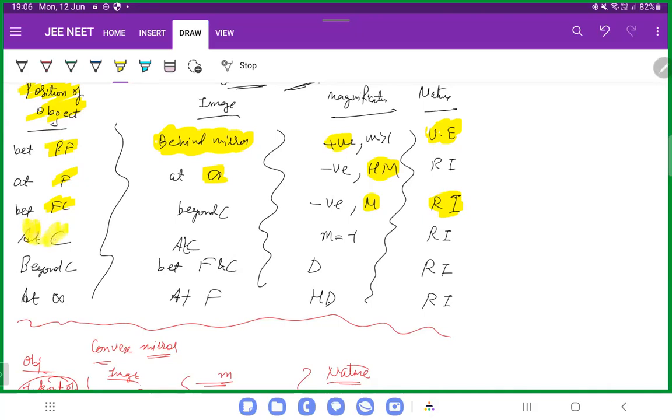If it is at C, it will be the same size. Magnification is 1, real inverted. If it is beyond C, between C and F, magnification will be diminished, smaller than 1. M will be less than 1. Diminished means less than 1. 1 means same size. More than 1 means magnified or enlarged.